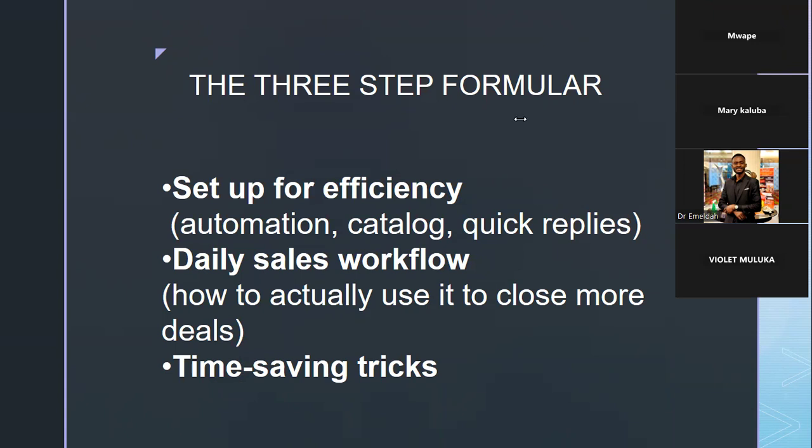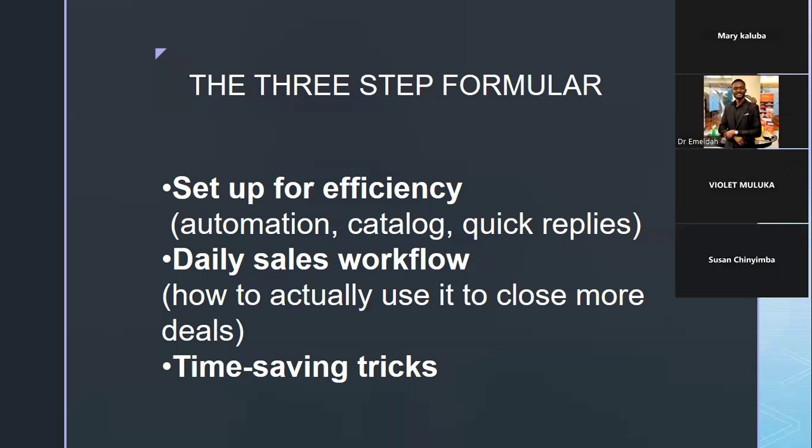Yes. So the three-step formula that you need. The first thing is you need to set up your WhatsApp business efficiently, meaning you need to automate. When a customer comes into your inbox without you being available and you have data on, they are able to receive a message to show that you are serious. Also, you need to set up your catalog. Catalog is where you put your pictures of your product or a video and a bit of a description. Then you also need quick replies.